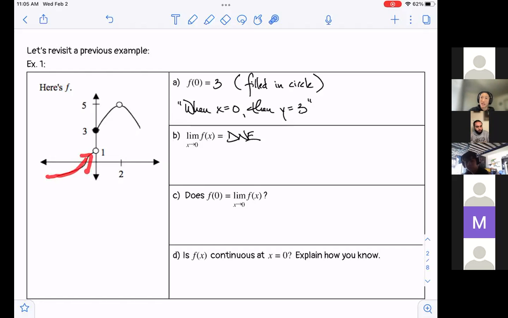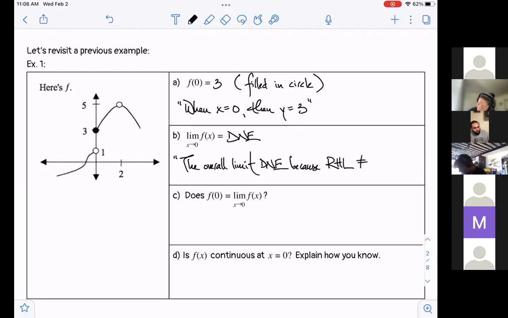When we come from the left-hand side, we get close to 1. When we come from the right-hand side, we get close to 3. Those are different values. So if we wanted to say part B in words, we might say the overall limit does not exist because, and I'm going to abbreviate here, the right-hand limit, RHL, does not equal the left-hand limit, or LHL. From the left, I get to a value of 1, but from the right, I get to a value of 3, and those are not the same value, so the overall limit does not exist.